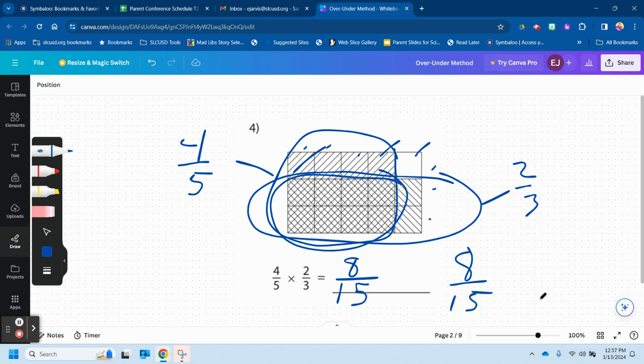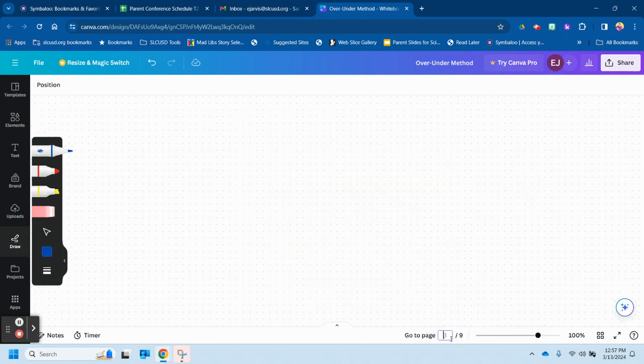Very important, I want you to label the parts. It's pretty easy just to do the algorithm, multiply the top by the top, bottom by the bottom, or cancel before you multiply, and you can cross cancel. We've been all through that. You all know how to do it, but this is a nice visual representation that I want to make sure you understand, okay?